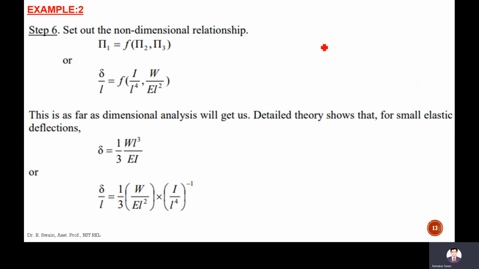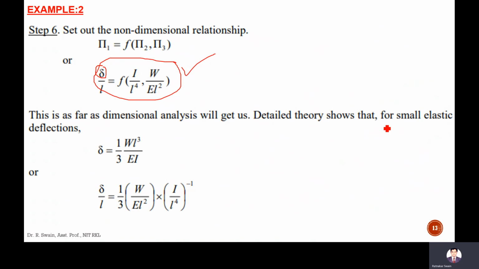Then set out the non-dimensional relationship. Pi 1 is a function of pi 2, pi 3. Since we are going to determine the expression for delta, we write pi 1 is a function of pi 2, pi 3. So delta by L is a function of I by L to the fourth and W by E L square. In this form we can leave it. Up to this it is correct. So this is as far as dimensional analysis will get us.